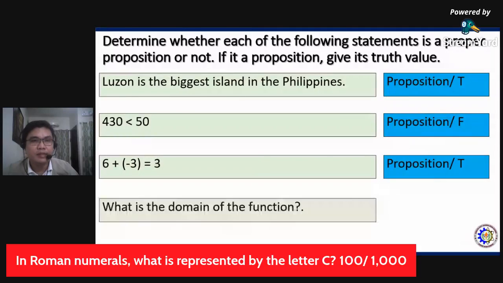Moving on to the fourth statement, is this a proposition or not? What is the domain of the function? Again, I invite the viewers to participate. You can share your answer to my questions, whether you think the given statement is a proposition or not, by writing your answer in the chat box.